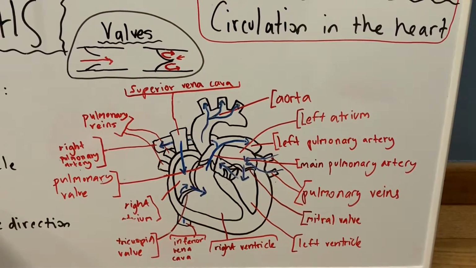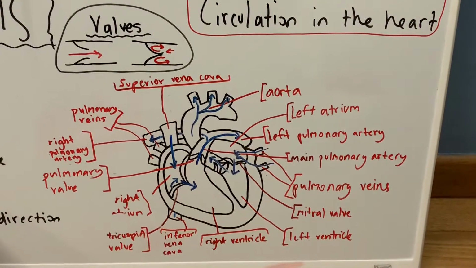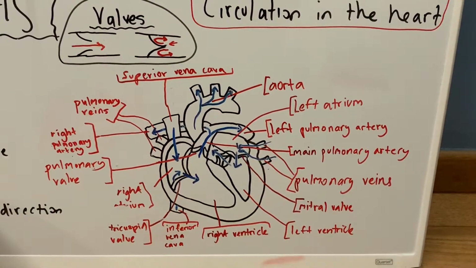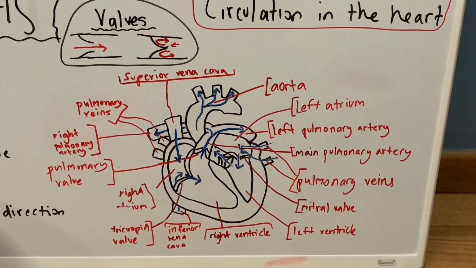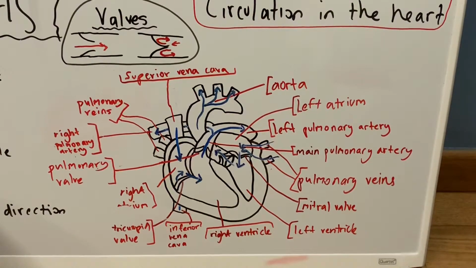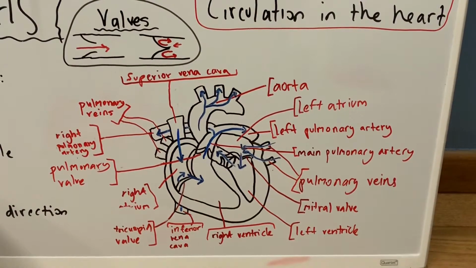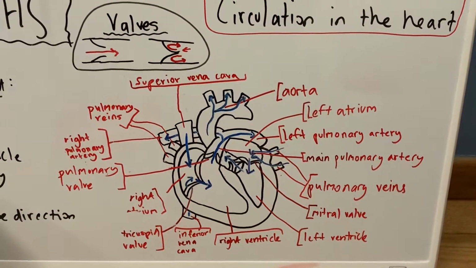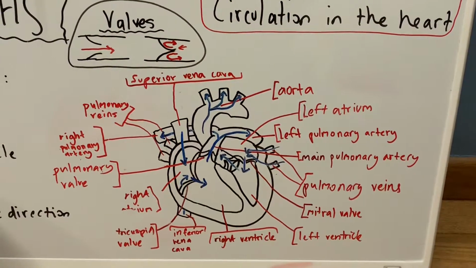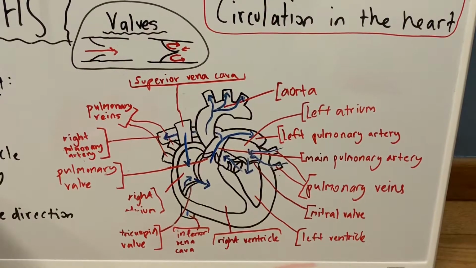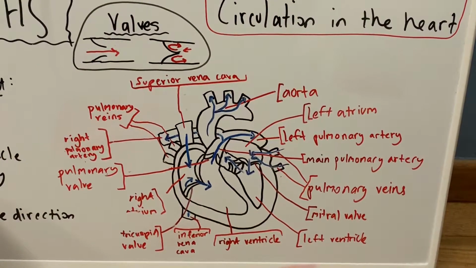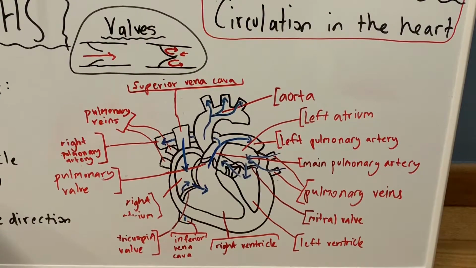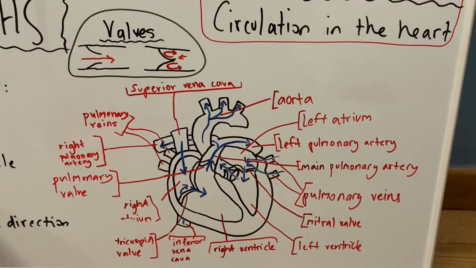To begin, the right side of the heart receives venous blood, meaning deoxygenated blood, from the superior and inferior vena cava, which enter the right atrium. Blood flows through the tricuspid valve into the right ventricle. Then the blood moves through the pulmonary valve into the main pulmonary artery, which is divided into the left and right artery, as the blood will now flow into both lungs. This is where gaseous exchange occurs.